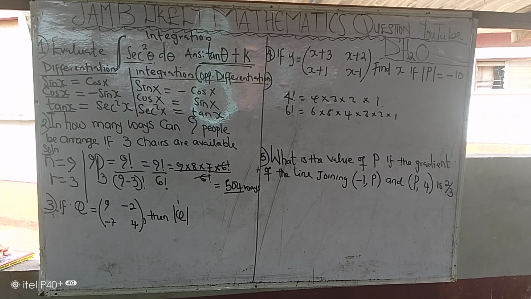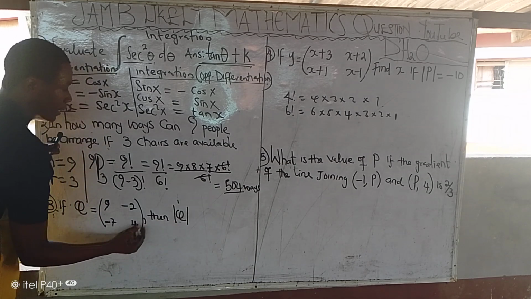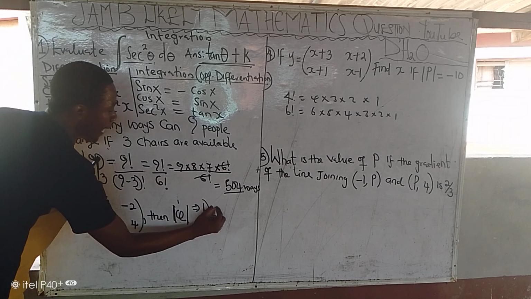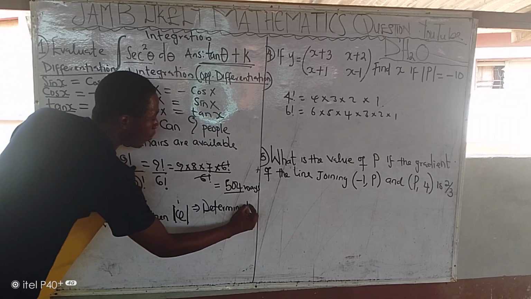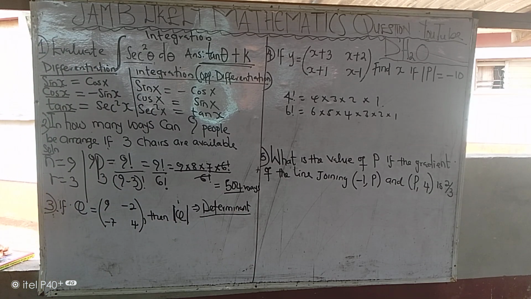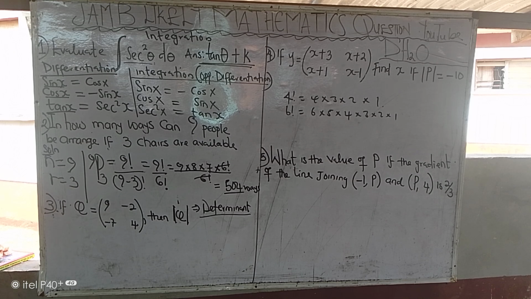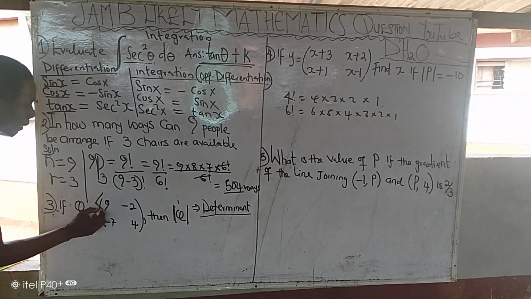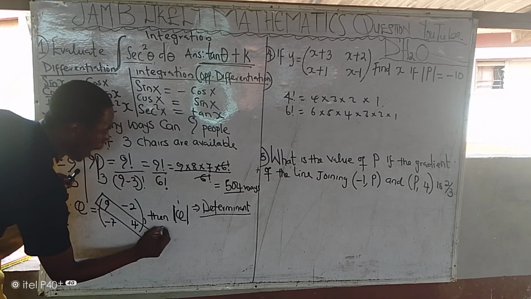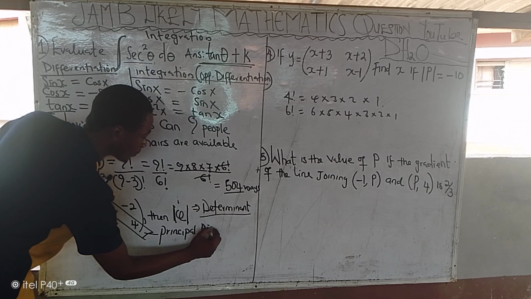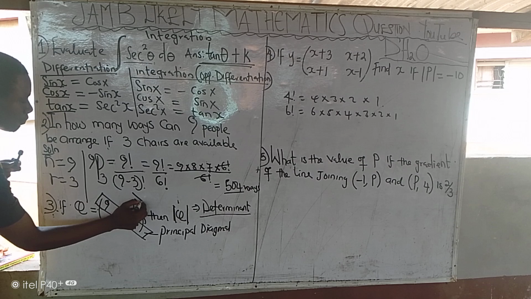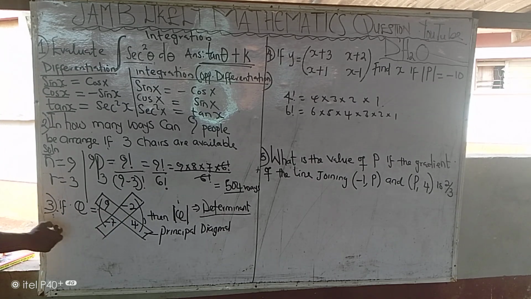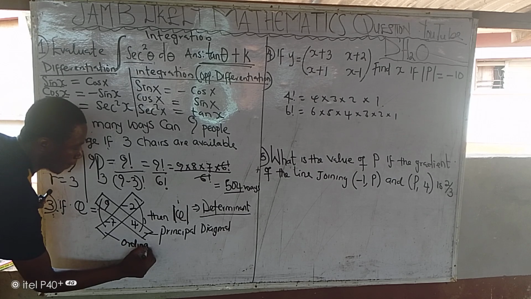Quickly, question number 3. Look at this. If Q is the matrix 9, minus 2, minus 7, 4, then what is this? This symbol simply means determinant. Now, where do we get this topic from? It is gotten from matrices and determinants. How do we solve for the determinant of a matrix? Very easy. There's what we call the principal diagonal, and there's what we call the ordinary diagonal. From the top left to the bottom right is called the principal diagonal. From the top right to the bottom left is called the ordinary diagonal.